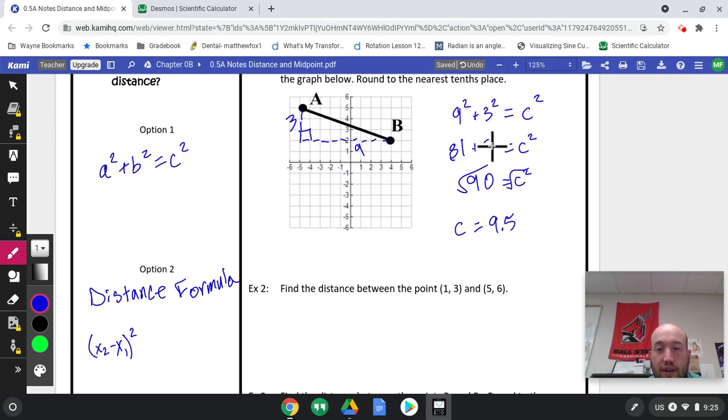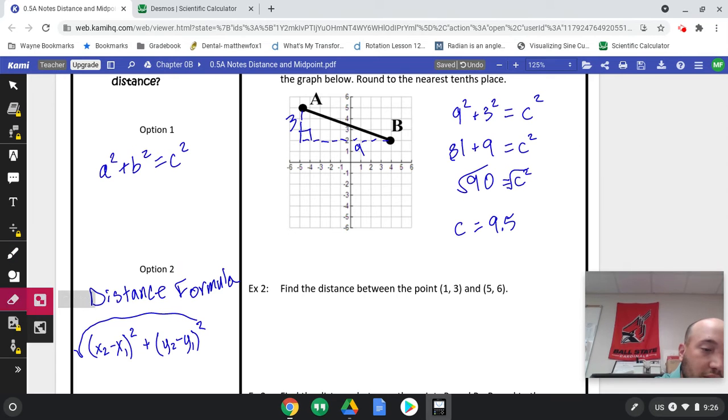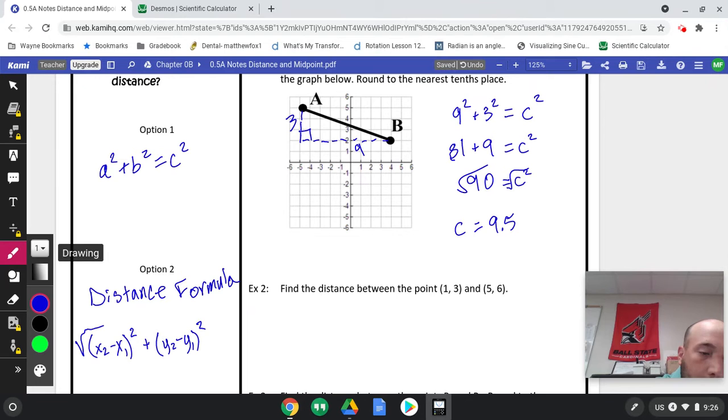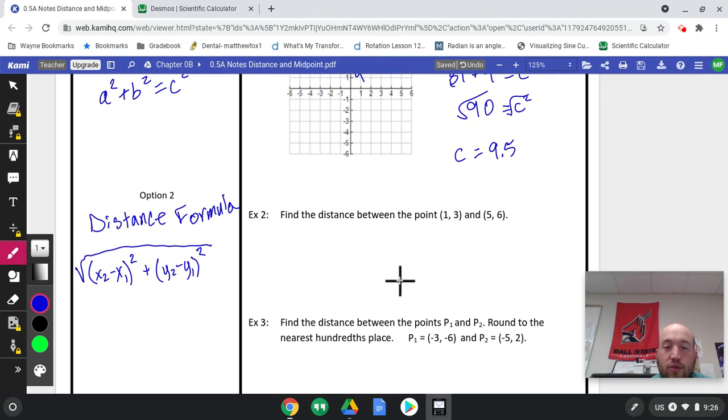Just like before we had 9, if I had taken 4 minus negative 5, I would have got that 9. Now we need to add that to b squared, which in our case is the change in y. So y2 minus y1. And if we square that, that would equal c squared. To get rid of c squared, we take the square root. So we'll add that in right now. Take the square root of both of those. So the square root. And there's our distance formula for any time we have 2 points.